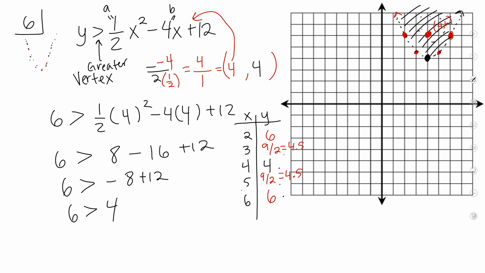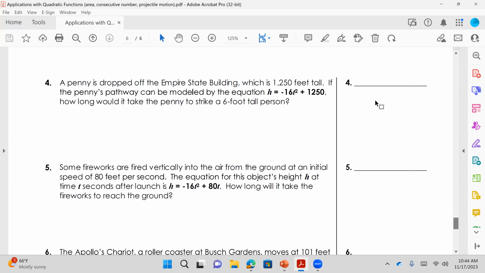Okay? All right. I'm going to pause here. I want us to look at the homework. Do you guys have any questions from the homework? Yes? Okay. So let me pause here and pull up the homework. All right. So number 4 is the question. A penny dropped off the Empire State Building, which is that many feet tall. This is the equation. All right, how long would it take the penny to strike a 6-foot tall person?